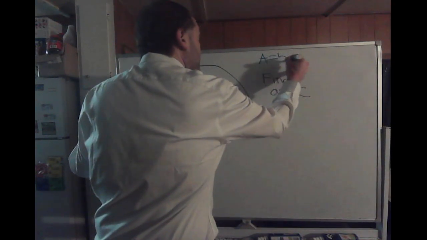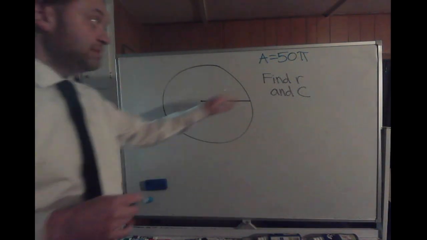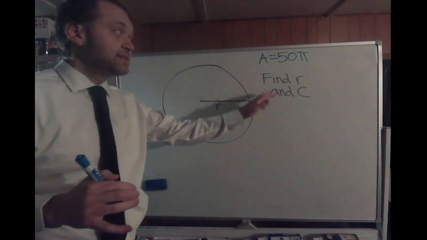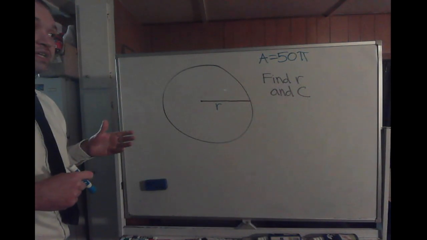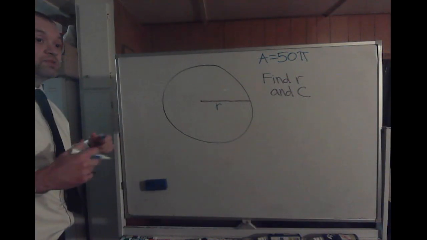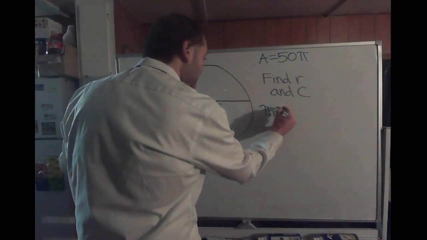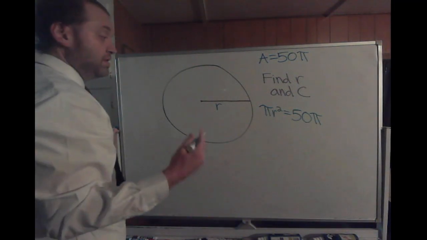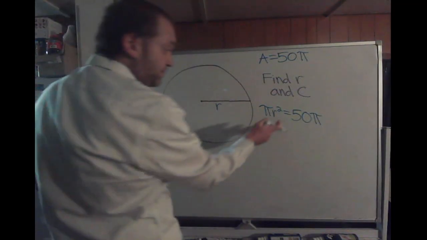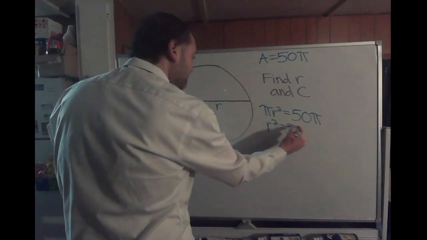Okay, this time we got that the area is 50 pi square units. So the area of the circle is 50 pi square units. We still need to find the radius and the circumference. Well, we don't have a prayer finding the circumference unless we find the radius first. So since you know the area, take the formula for the area of a circle, which would be pi r squared. Set that equal to your actual area, which would be 50 pi. And then of course, solve for r squared, divide both sides by pi, you get that r squared equals 50.